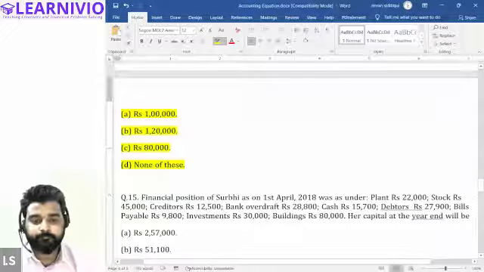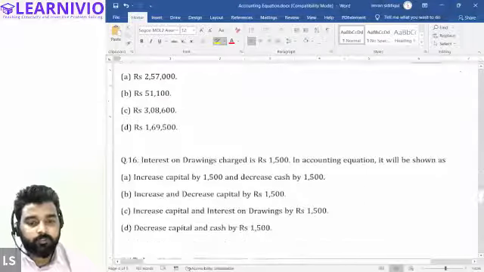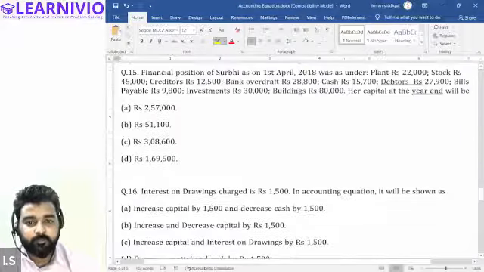So profit is equal to revenue minus expenses. And profit is equal to closing capital minus opening capital. And the total equity is equal to creditors plus profit. Creditors plus liability plus closing capital. Liability plus capital. Okay. I think this will take some time. So let's skip question number 15 for now.